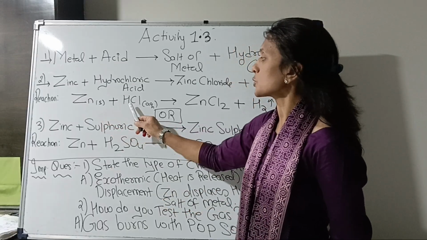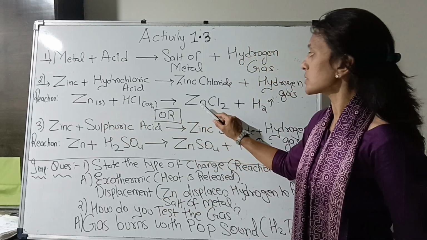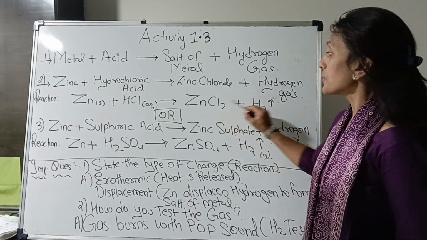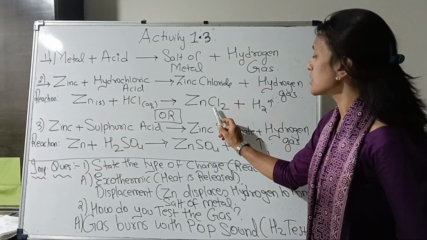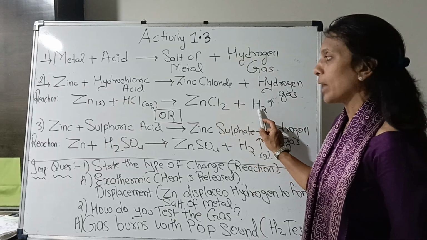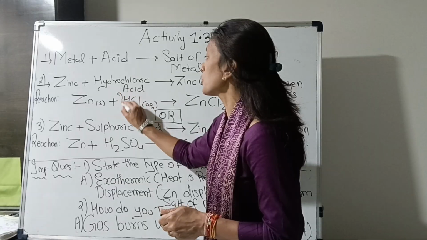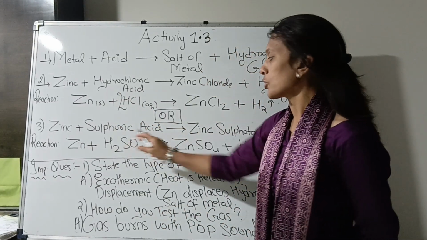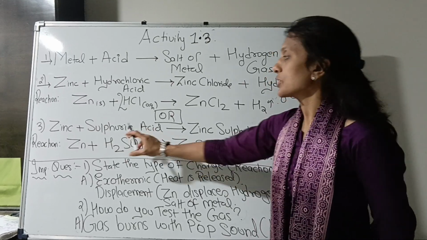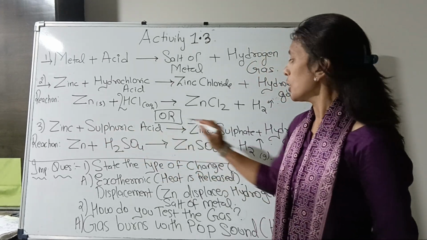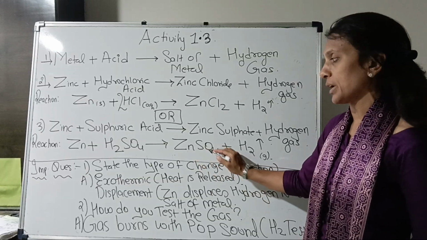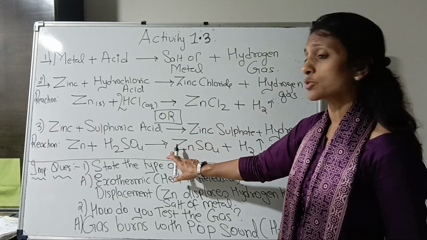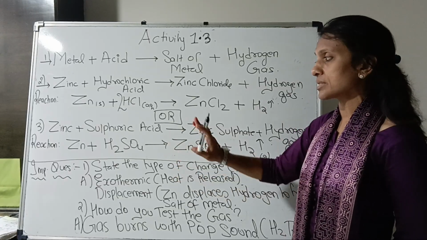So zinc, when it reacts with hydrochloric acid, forms a salt called zinc chloride with the release of hydrogen gas. This reaction you will have to balance because here both chlorine and hydrogen are two atoms. So on the reactant side, put a 2 here, and here the reaction is balanced. But if you want to directly get an answer, directly react zinc with sulfuric acid, you will get a salt called zinc sulfate, ZnSO4, with the release of hydrogen gas. This reaction is already balanced, so you don't need to balance it again.